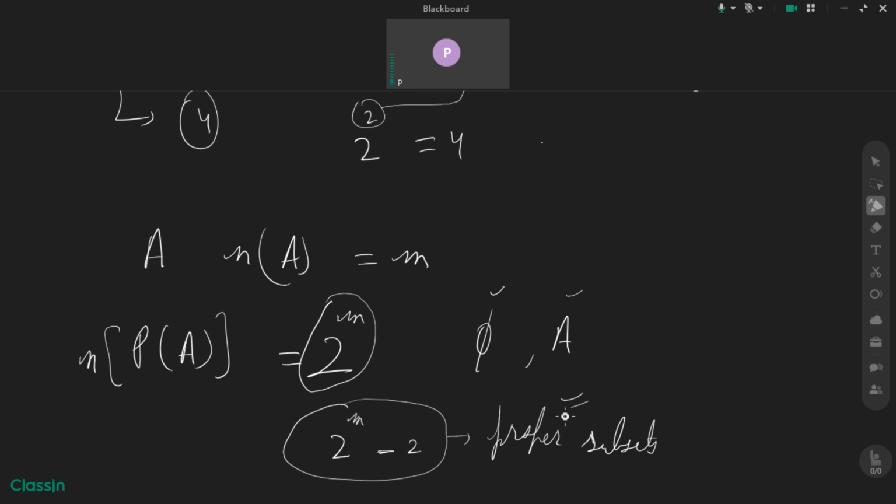So this was about the power set. And now let's move to a new type of set that is known as the universal set.